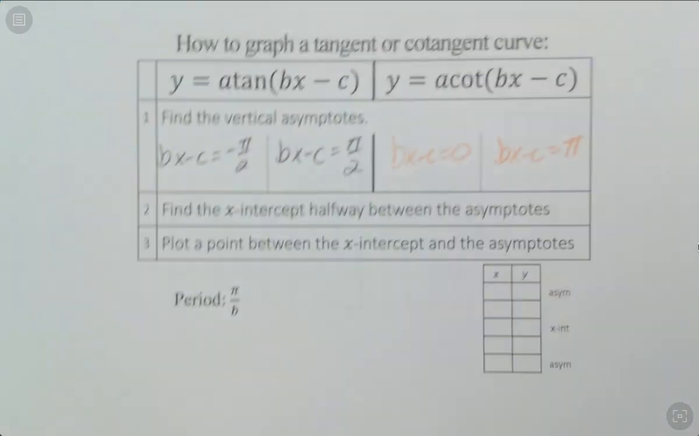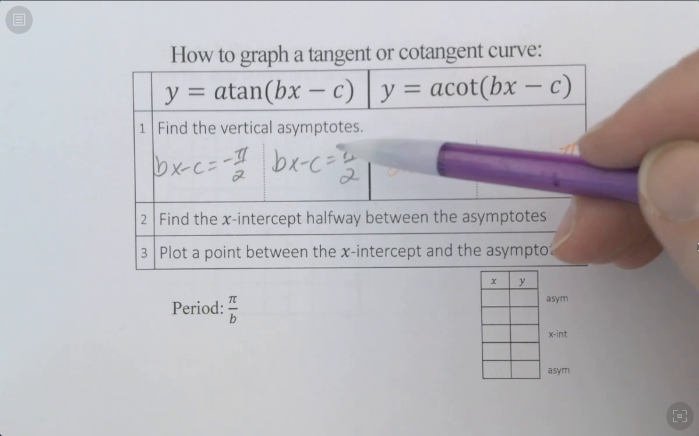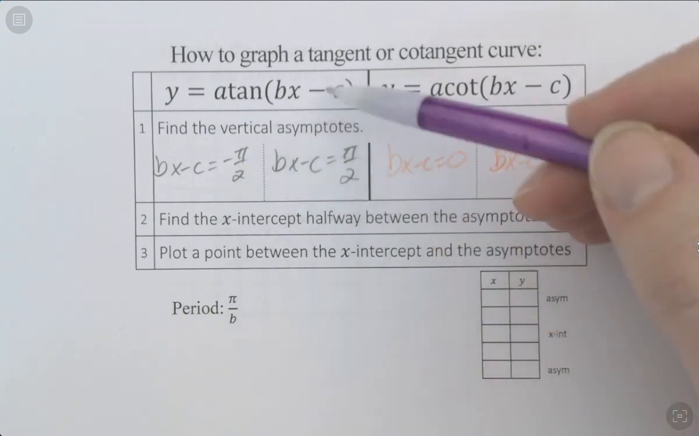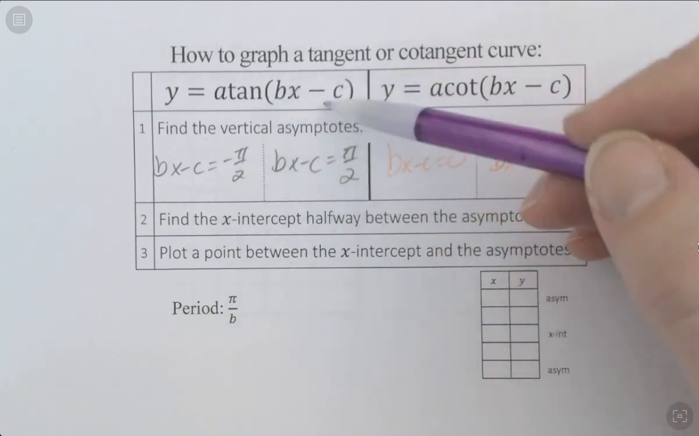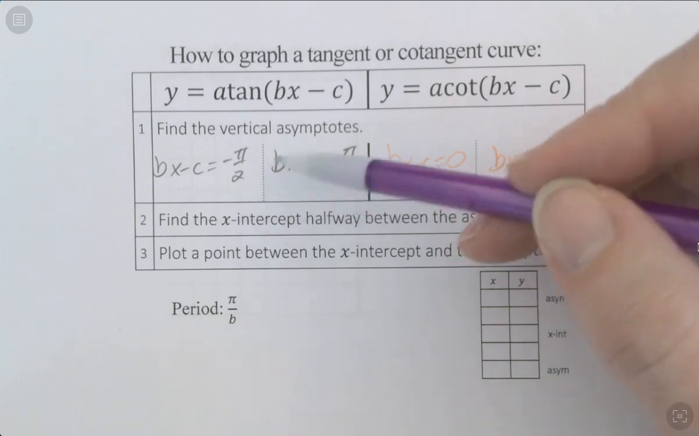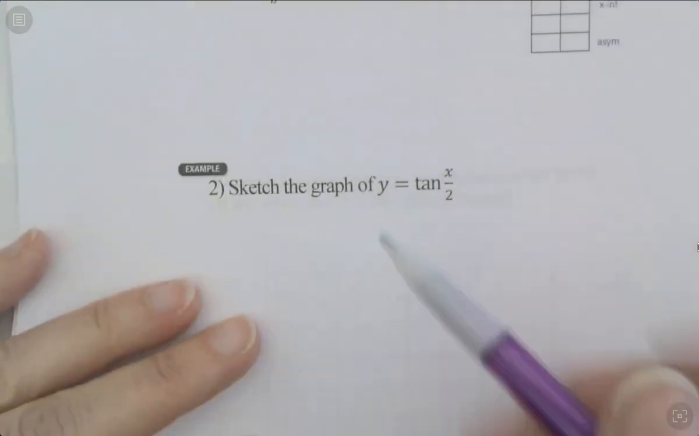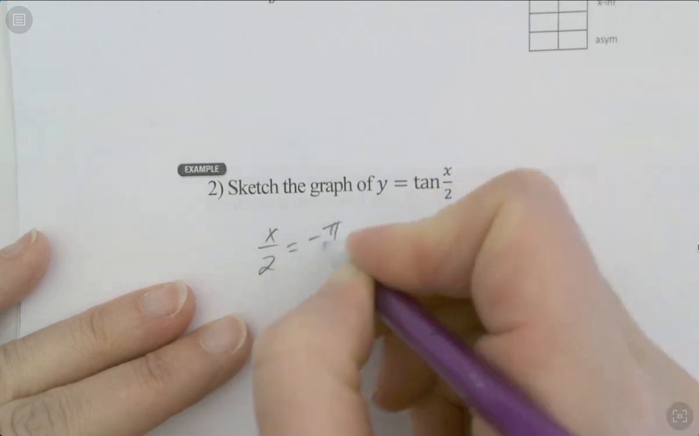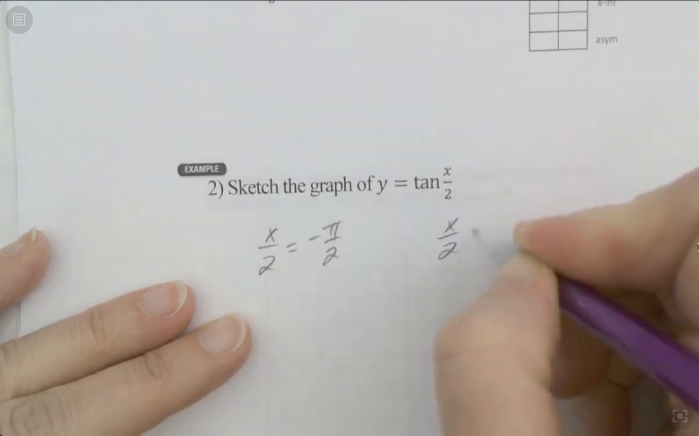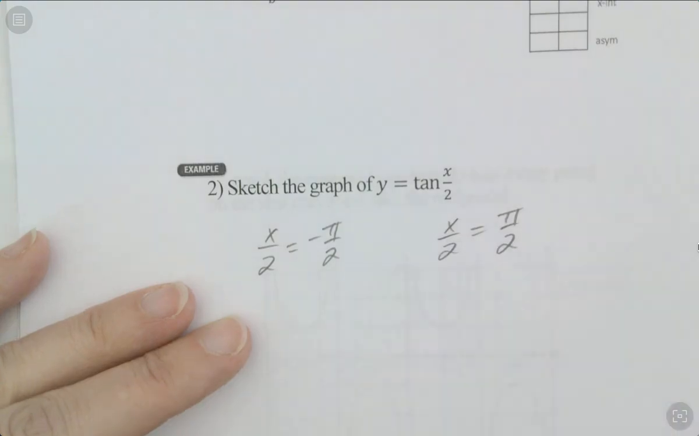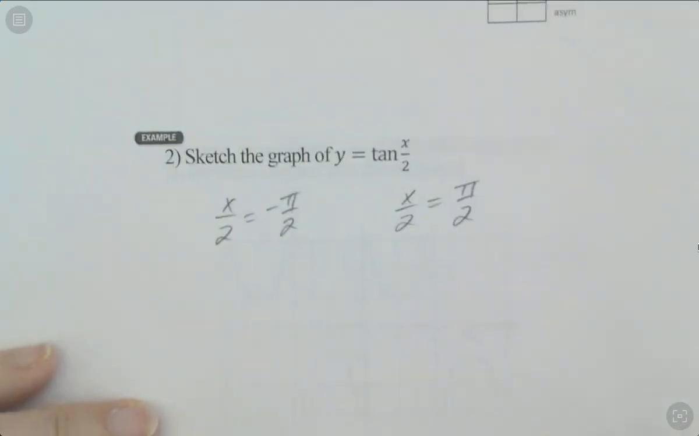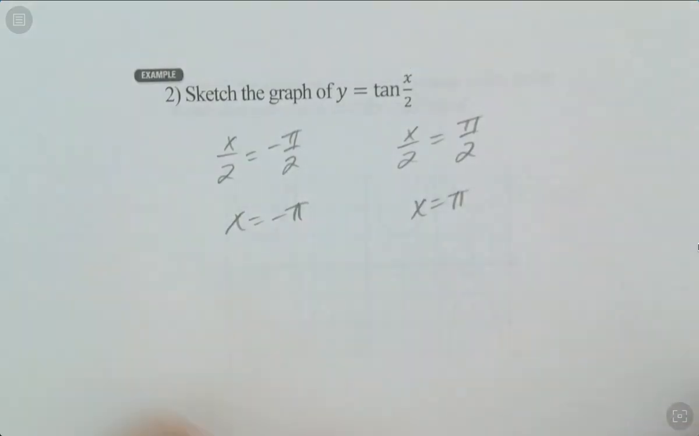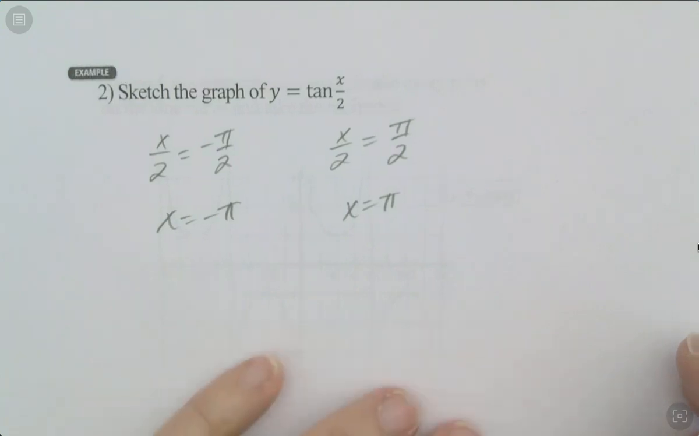All right, so let's go through this technique here. We're going to find our vertical asymptotes. So we want to set whatever is inside the parentheses after the tangent equal to negative pi over 2 and pi over 2, and we'll set up our t-table. So we'll have x over 2 equals negative pi over 2, and also x over 2 equals positive pi over 2. Solve for x. All right, so you should have got negative pi and pi.